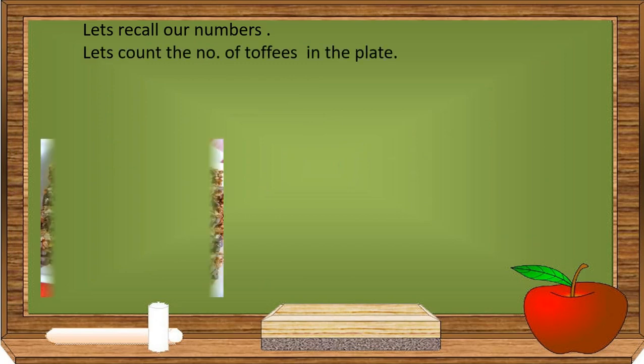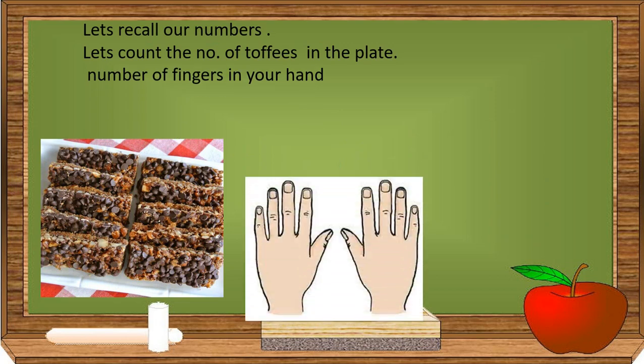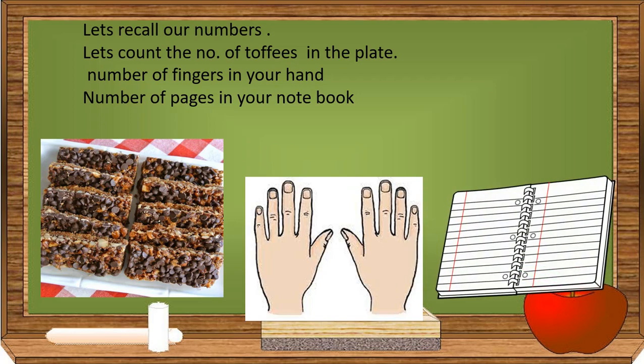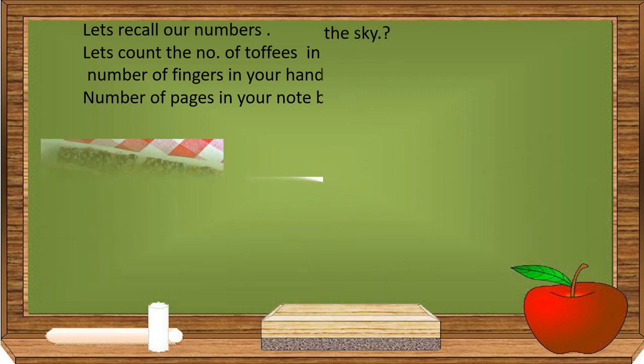Let us count the number of toffees in the given plate. Yes, 10. Number of fingers in your hand, 10. Number of pages in your notebook, maybe 100 or 200 or more than 200, like this. So here what we are getting, we are counting the objects or the items from 1, 2, 3 and so on. So these all are counting numbers.